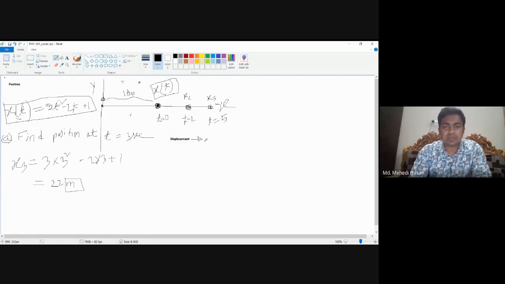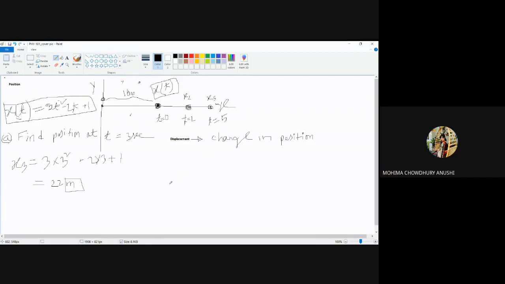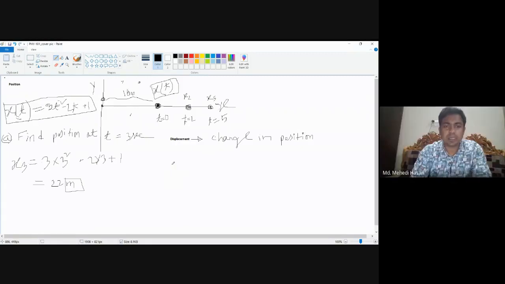Displacement is basically change in position. Now someone tell me, what is the difference between displacement and distance? Displacement requires direction, and distance does not need any direction. So basically displacement is a vector quantity and distance is a scalar quantity.